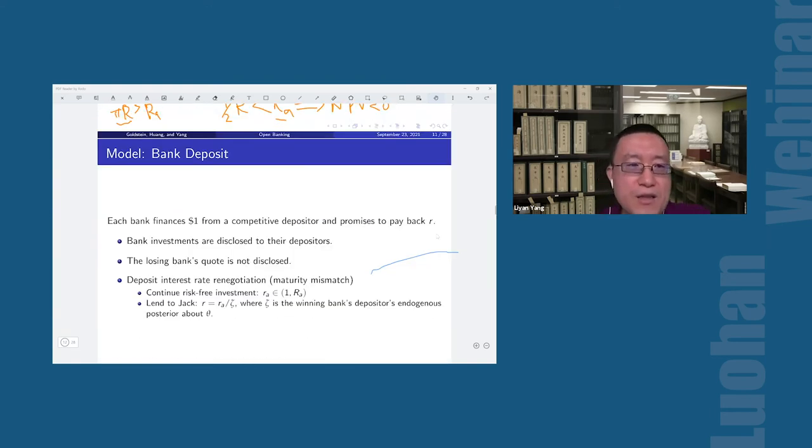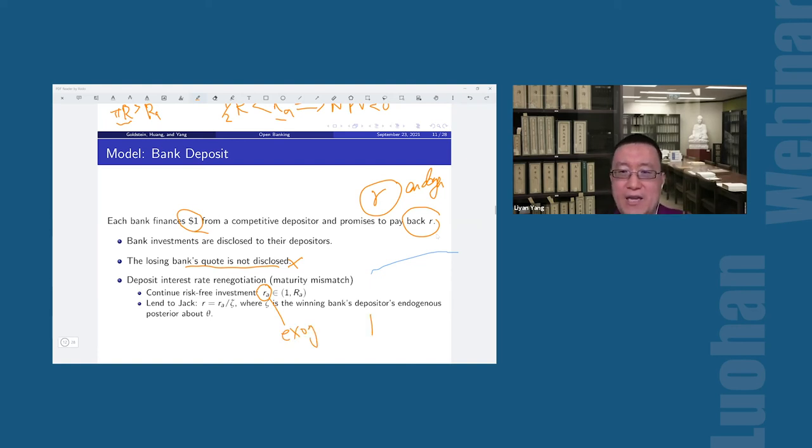So this is the depositor. Each bank finances $1 from a competitive depositor and promises to pay a return r. This little r is endogenous. That's the renegotiation part; r will be endogenously determined later on. The bank's investment will be disclosed to everyone. The loan bank's quote is not disclosed. We are still working on this one. We think this assumption is not very crucial, but for simplicity, we assume this. The depositor also has a reservation value, a risk-free rate RA. This is exogenous.